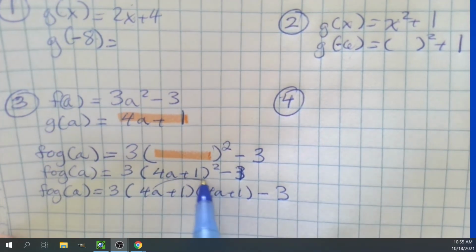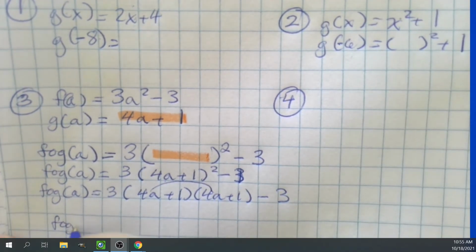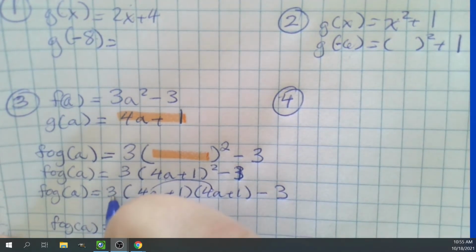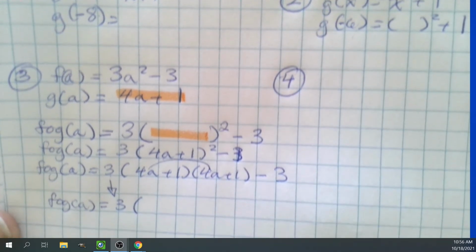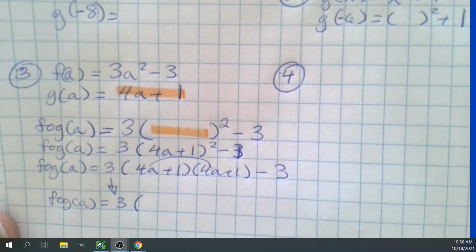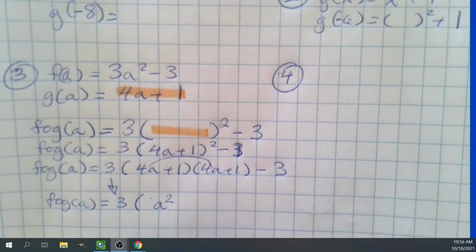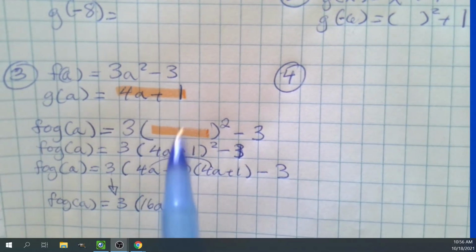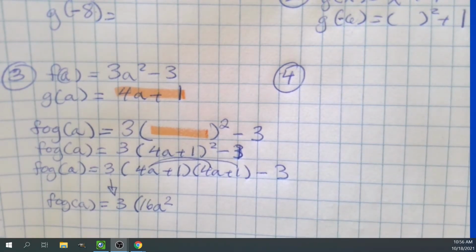We're going to go ahead and multiply these two. So the first two are getting multiplied. I'm skipping a line right here because I know we're going to need a little bit of space. The 3 is just going to come down. I'm keeping the parentheses. We're not done with that yet. What is 4a times 4a? 16a squared. Good. What is 4a times 1? 4a.